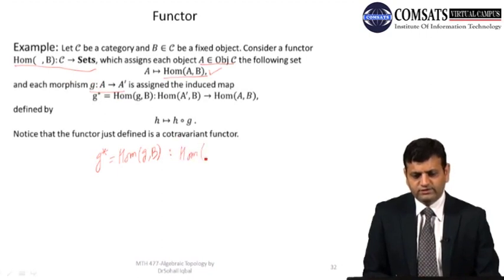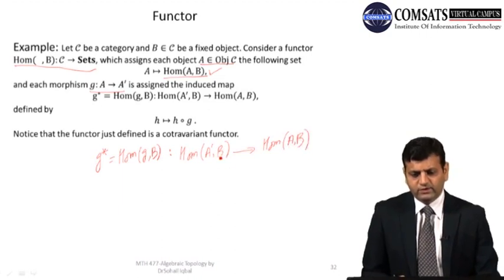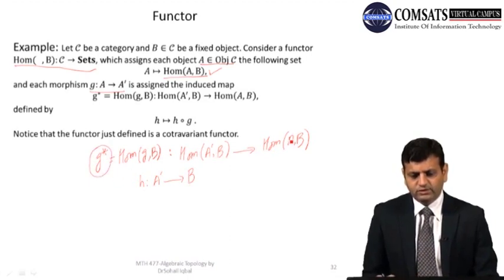It will give me a function from Hom(A prime, B) to Hom(A, B). So if I have, for example, a function h from A prime to B, then this image g upper star will give me a function from A to B. What is this g? g is a function from A to A prime. So we start from A, go to A prime, and this h is a function from A prime to B, and we have taken h to be an element of Hom(A prime, B).